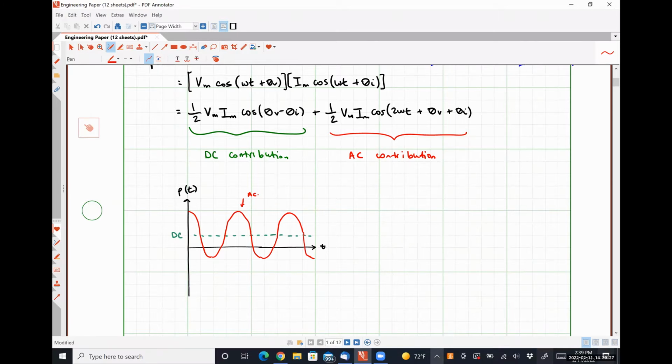So there are a couple of things that we can glean from this graph. The first of which is what's going on in this little region right here and this region. So what happens when, or what does it mean when our instantaneous power is a negative quantity?